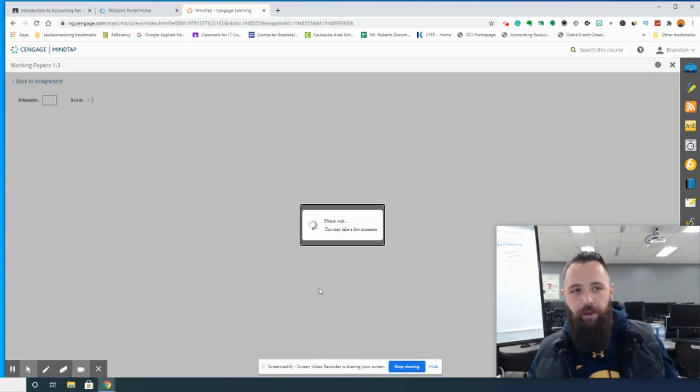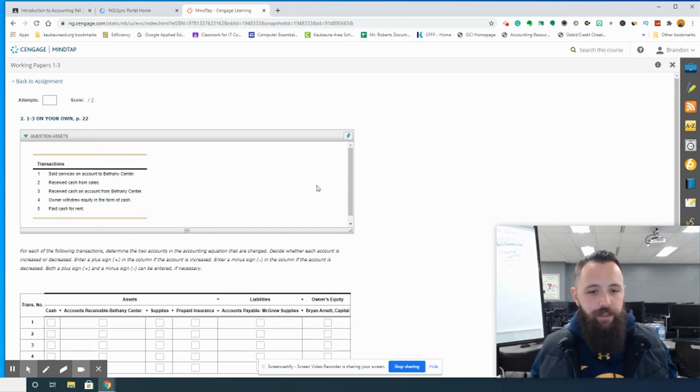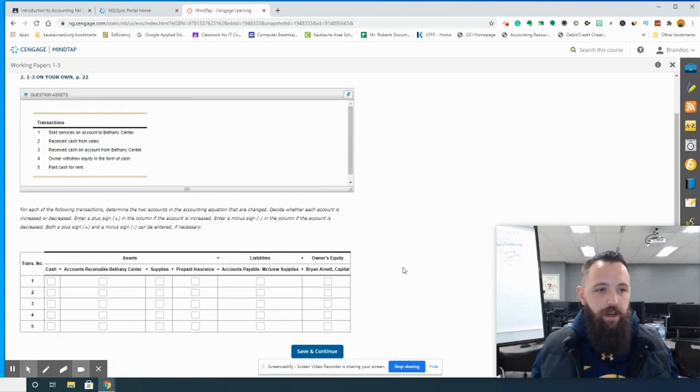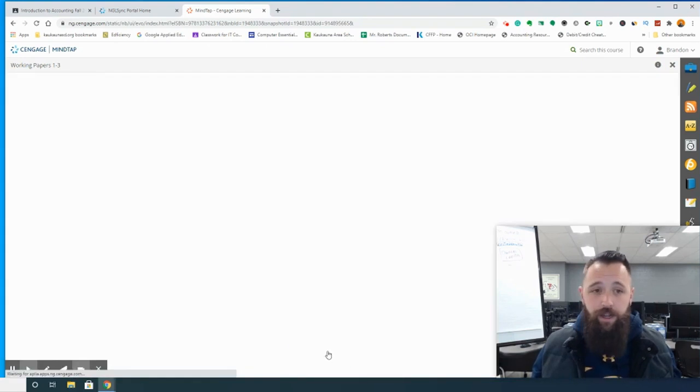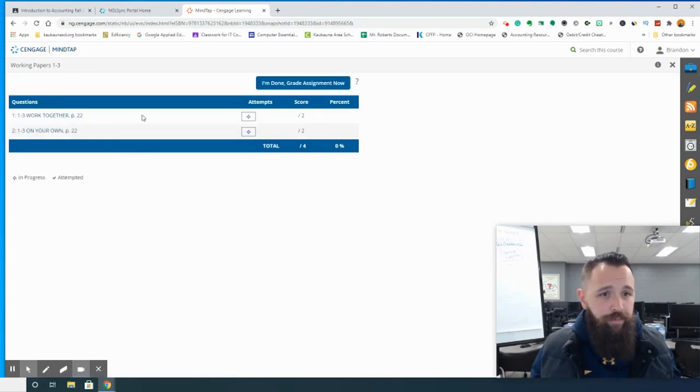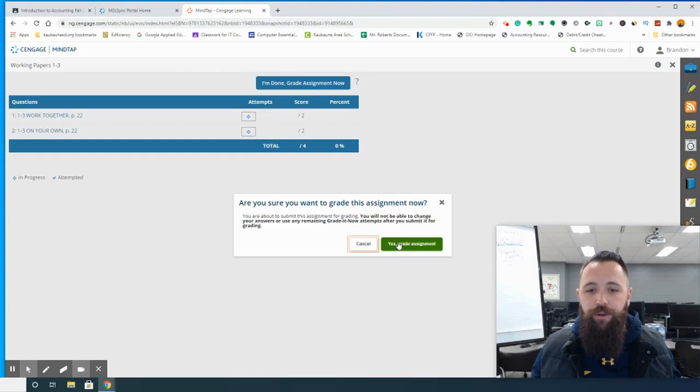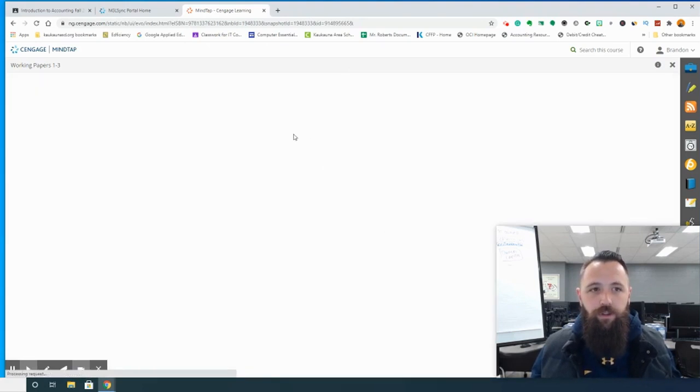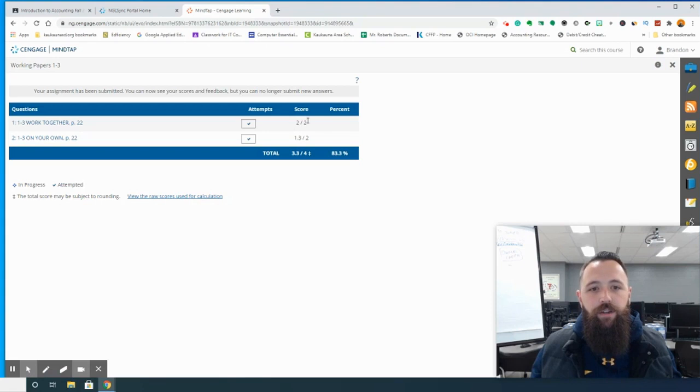And this second working paper, the on your own, is the exact same thing. I don't see anything too weird. Paid cash for rent would be an expense. So yeah, I don't see anything too weird here. I'm going to save and continue because I would like you to do that on your own. So you can see I'm just going to show you that I'm done. Let's grade it and show you the first problem we looked at, and we have a 2 out of 2 there. Somehow you still get a 1.3 out of 2 if you don't do anything, I guess, for the on your own. Please do something, no? So there we go. That's the work together.